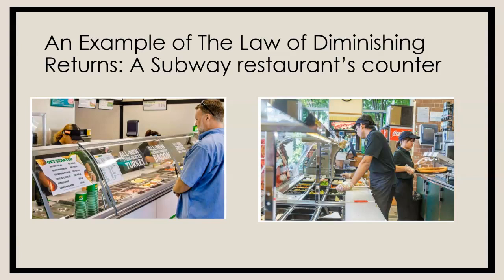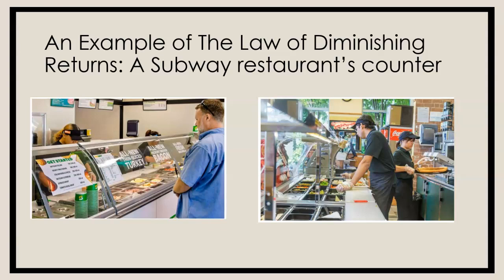If you add a third worker, the first worker takes the bread out, puts the meat on, passes it to the second worker who puts the condiments on, who passes it to the third worker who wraps it up and takes the customer's money. Adding the third worker contributed to productivity, but not as much as that second worker did. We get a big bang for the buck from the second worker, but not as much from the third.